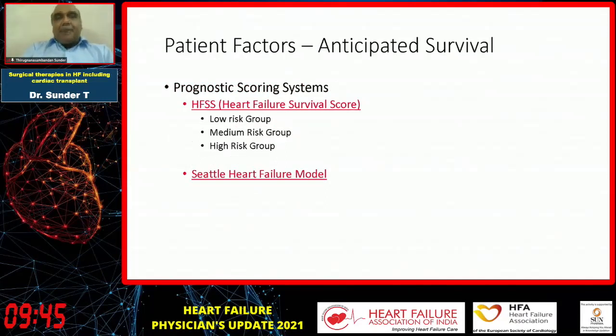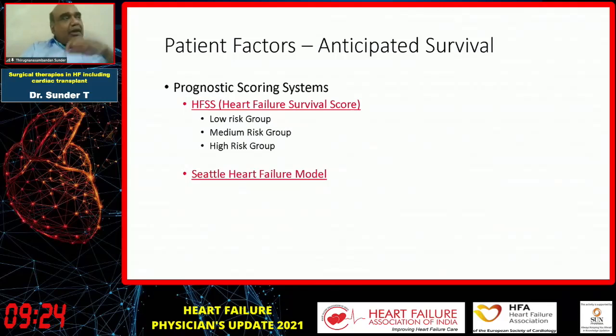So unless the patient has earned it, meaning all options have been tried and all have failed, you don't think about a transplant. At the same time, if you wait too long and multi-organ failure sets in, then he becomes too risky for a transplant. For that point, there are two scoring systems. One is called the Seattle Heart Failure Model.